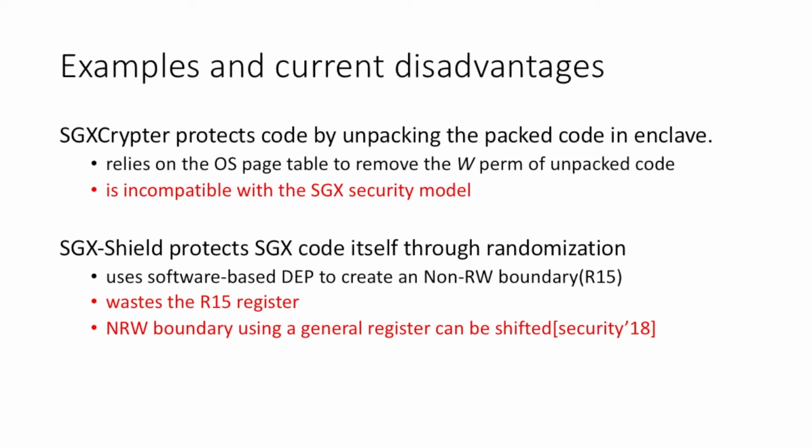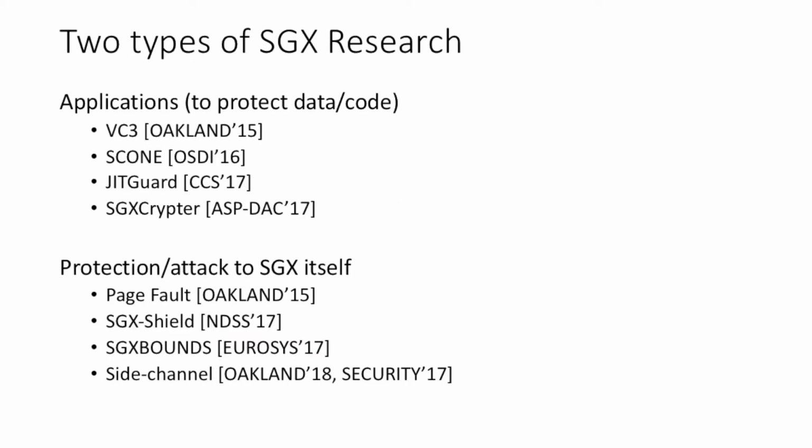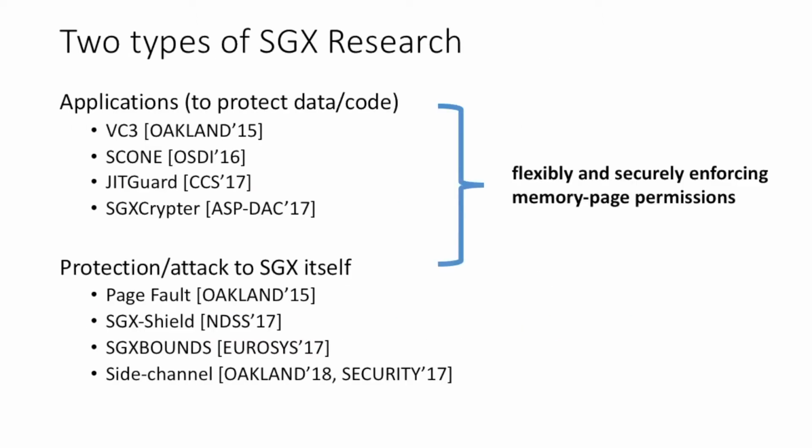Another example is SGX Shield. It randomizes the SGX code to protect the SGX program itself. After the randomization, it uses software-based DEP to create a non-readable and readable boundary. Its implementation visits the R15 register, and the boundary using the register can be shifted. Both of these two types require flexibly and securely enforcing memory page permissions. Unfortunately, in current SGX, this feature is missing.